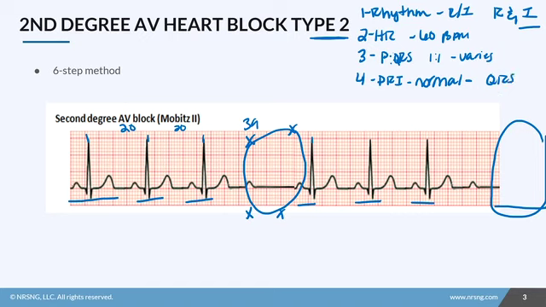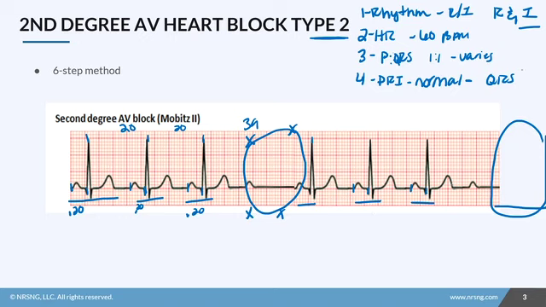If we measure this one from here to here, we have about 5 boxes, so 0.20 seconds. From here to here, we have 1, 2, 3, 4, 5 boxes as well. And this one to this one, we have 1, 2, 3, 4, 5. And then we drop a QRS. If we start measuring from here to here again, when it picks back up, it is also normal. So I need you to remember this.